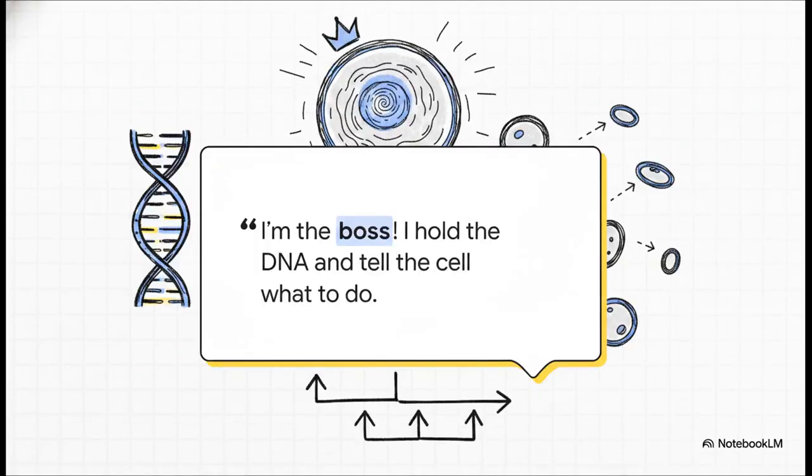But wait, we're missing one incredibly important structure in the animal cell. Our source material perfectly personifies this structure with a brilliant quote: "I'm the boss, I hold the DNA and tell the cell what to do." Can you guess which part of the cell is speaking there? It's the nucleus. The nucleus is the absolute control center because it holds your genetic material, your DNA. It holds the instruction manual for literally everything the cell is supposed to do. It truly is the boss of the eukaryotic cell.